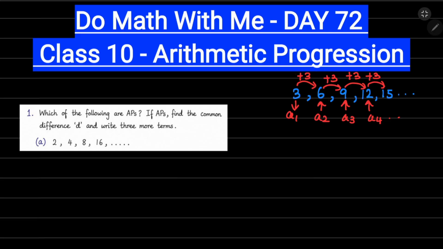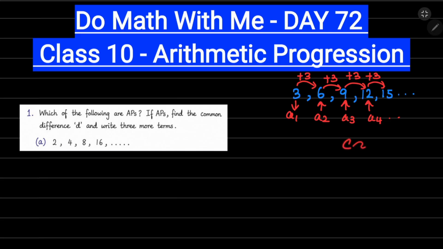So whenever you see a sequence wherein every consecutive number has been obtained by adding a fixed number, that is what is called arithmetic progression. Here you are asked to find out which of the following are arithmetic progressions. So we have to check the difference between the second and the first number. What is 6 minus 3? It is 3. 9 minus 6 is 3. 12 minus 9 is again 3. 15 minus 12 is 3. So the difference between any two consecutive numbers will always be the same.